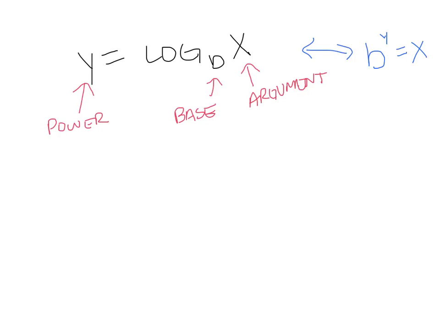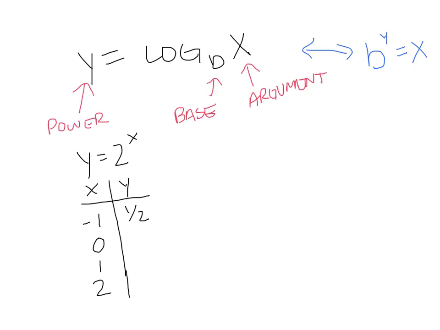Let's compare a couple tables. Let's say we had y equals 2 to the x. So let's start with -1, 0, 1, 2. 2 to the x, and we evaluate it for -1. We get 2 to the -1, which is 1/2. 2 to the 0, which is 1. 2 to the 1, which is 2. And 2 squared, which is 4.